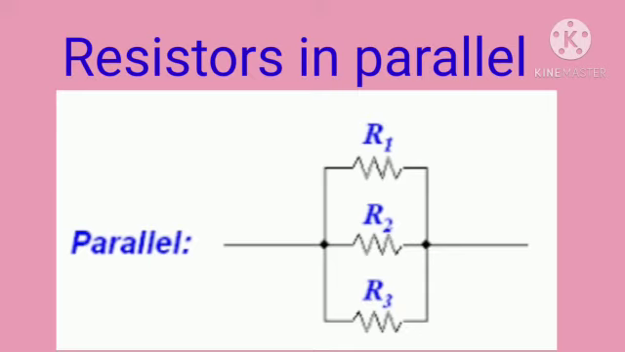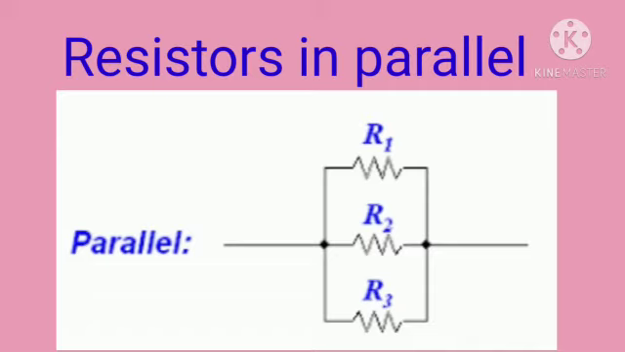Resistors are said to be connected in parallel when their ends are connected at both sides as given in the figure. If a number of resistors are connected in parallel, then the inverse of the effective resistance is equal to the sum of the inverses of the individual resistances, and the current flowing through an individual resistor is proportional to the inverse of its resistance. The total current flowing through the circuit is the sum of the currents flowing through individual resistors, and the potential difference across all resistors is the same.